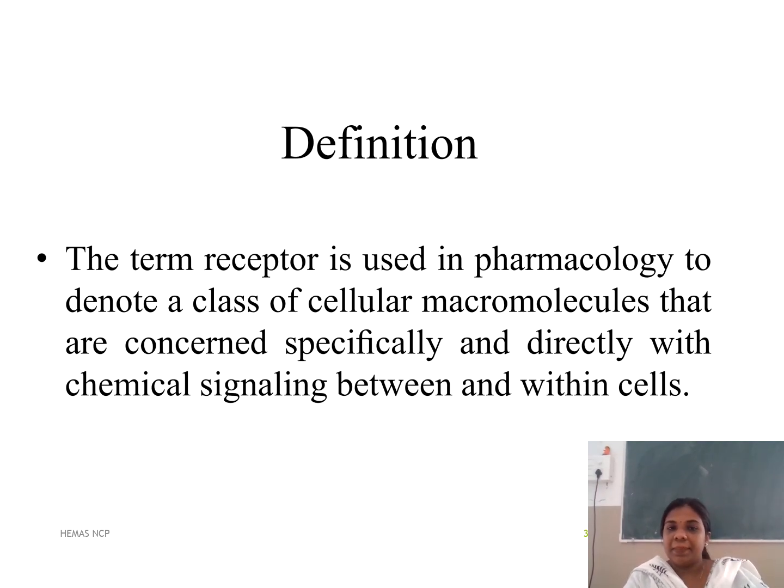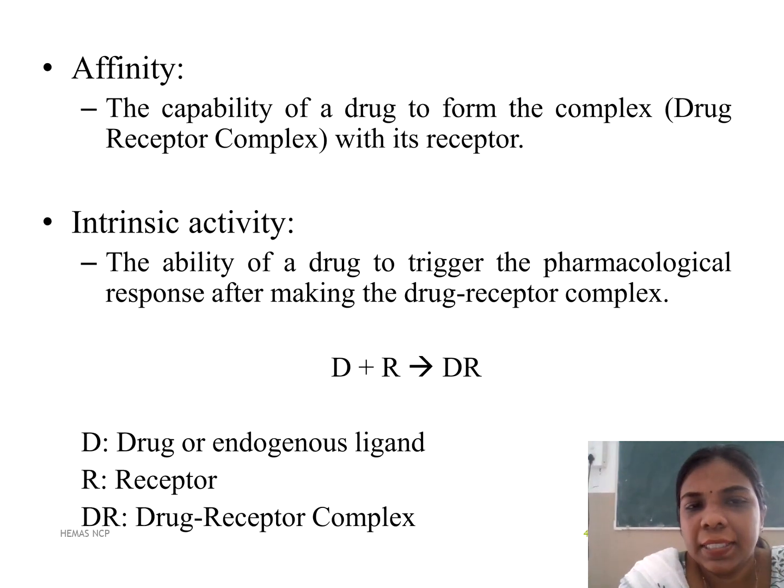The term receptor is used in pharmacology to denote a class of cellular macromolecules that are concerned specifically and directly with chemical signaling between cells. Affinity means the capability of the drug to form a complex with its receptor. That means a drug loves to bind to a receptor. Affinity means the ability of the drug to bind to the receptor. Intrinsic activity means the ability of the drug to trigger the pharmacological action.